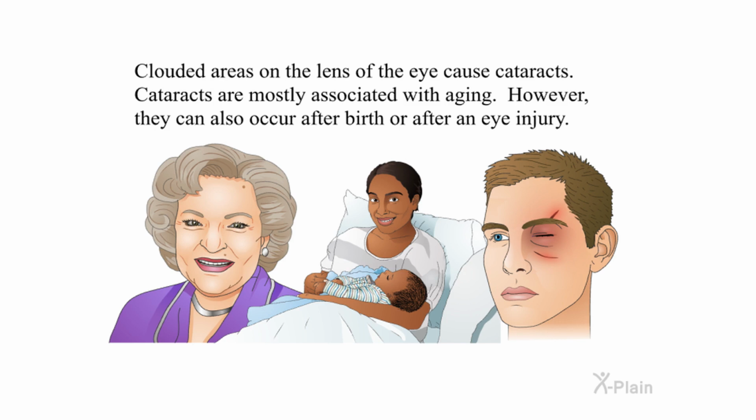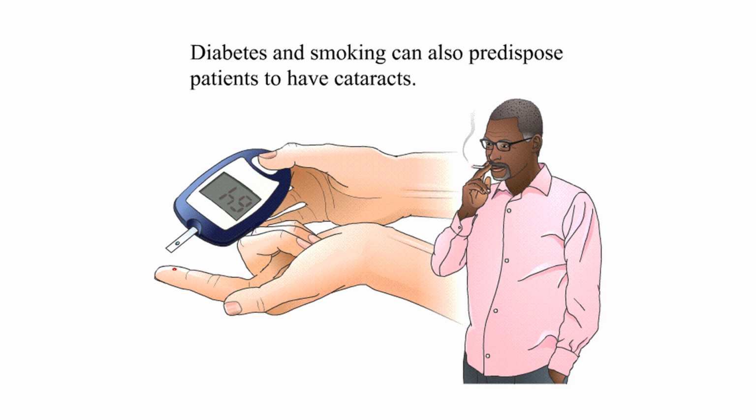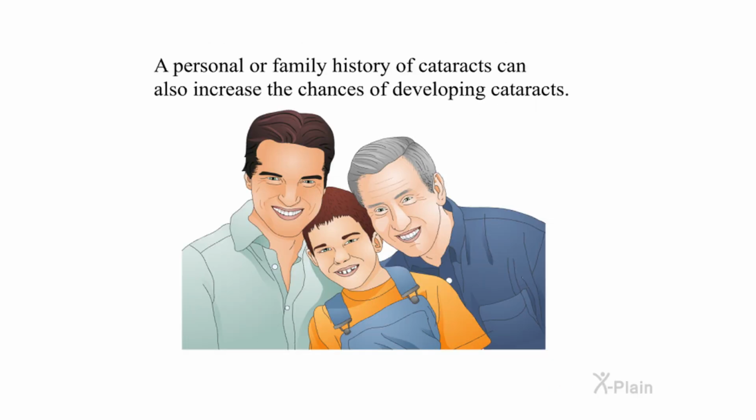Cataracts are mostly associated with aging. However, they can also occur after birth or after an eye injury. Diabetes and smoking can also predispose patients to have cataracts. A personal or family history of cataracts can also increase the chances of developing cataracts.